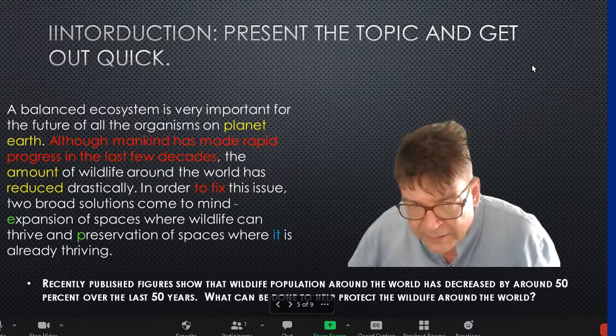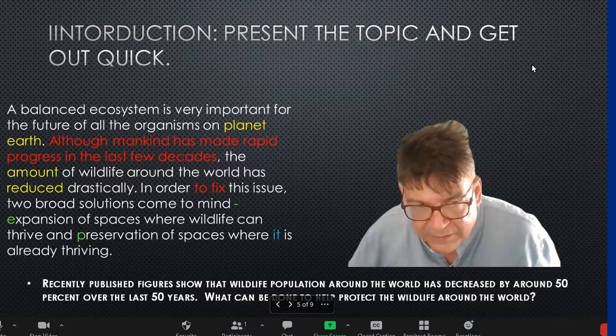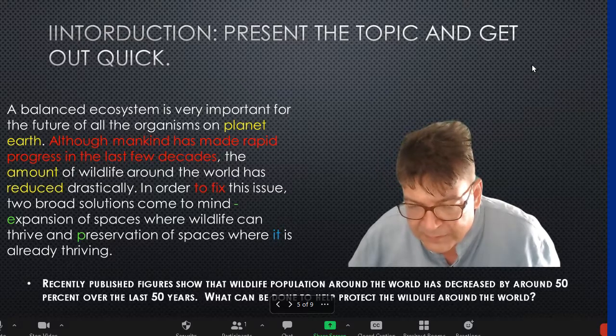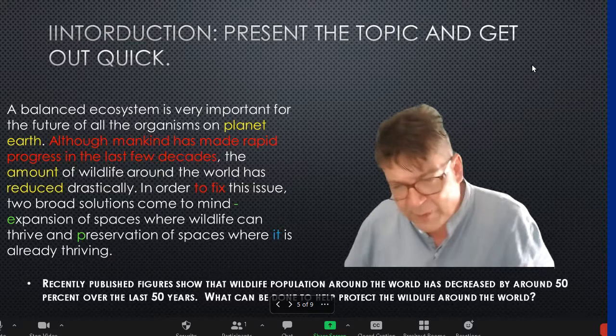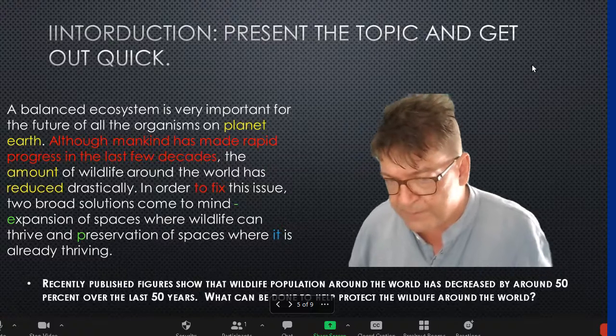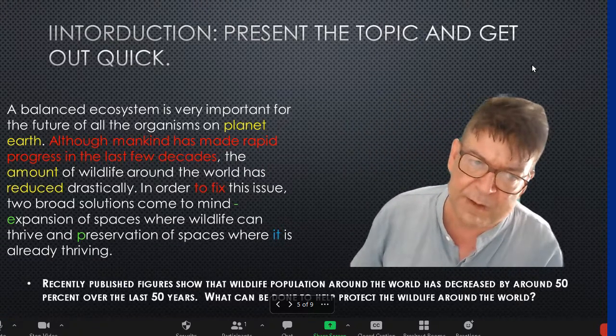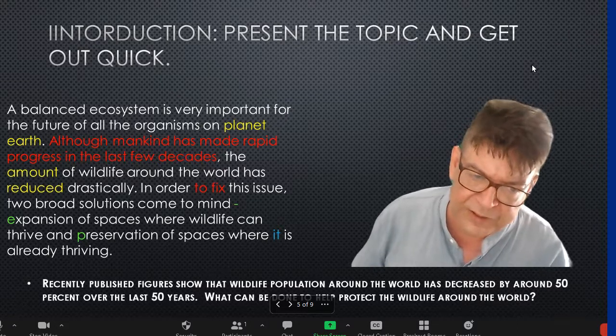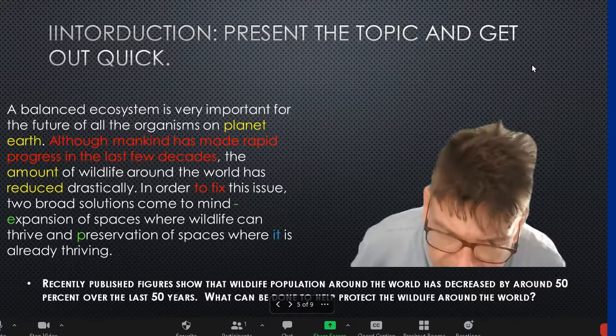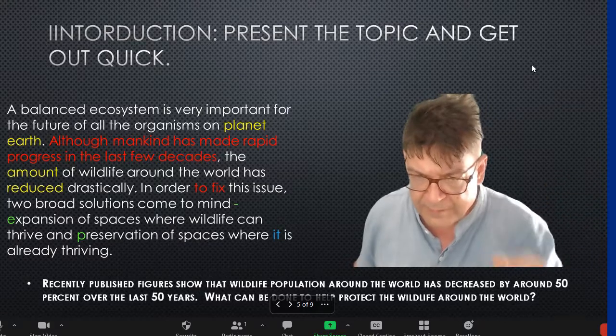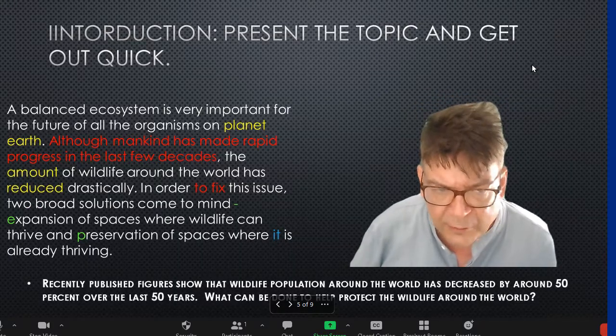Okay, although mankind has made rapid progress in the last few decades. Rapid progress in what? In economics? In what? Okay. Red is for task response. Is this part of the question? That mankind has made rapid... Is that in the question anywhere? Well, there's the question right beneath me. No, it's not. Don't add to the question.